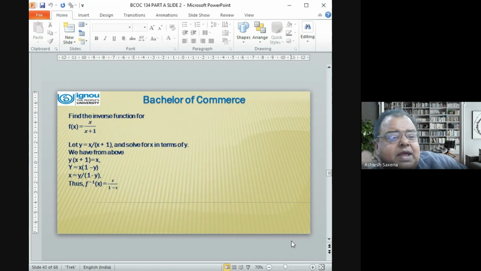Find the inverse function for f(x) equal to x upon x plus 1. Okay, fine. We will assume that y is equal to x upon x plus 1 and solve for x in terms of y. Now you have to find the value of x. What we will do: y into x plus 1 is equal to x. y is equal to x into 1 minus y. Your x will be equal to y upon 1 minus y. That means f inverse of x will be x upon 1 minus x, replacing x by y.